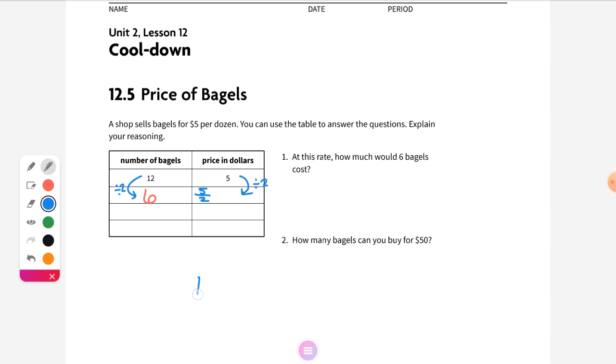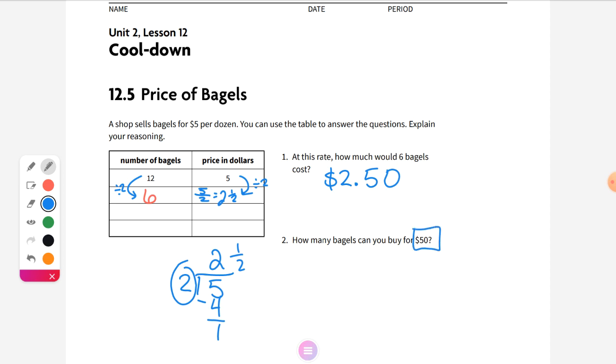Or we could divide it out. That gives us our mixed number. So divide by 5. Canaan, how many times does 2 go into 5? 2. What's left over? 1. So what is my mixed number? 2 and 1/2. 2.5. $2.50 sounds okay, but how much money is that, Finley? $2.50. Yeah, it's $2.50. Now the next one said, how many bagels can you buy for $50?